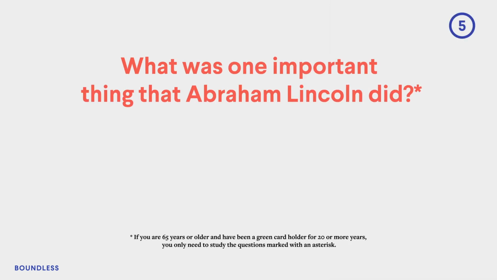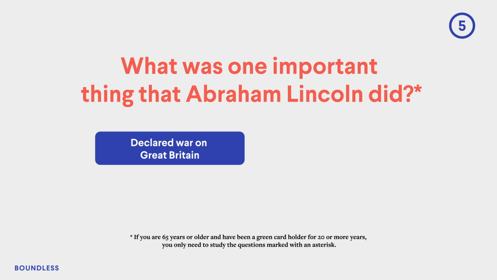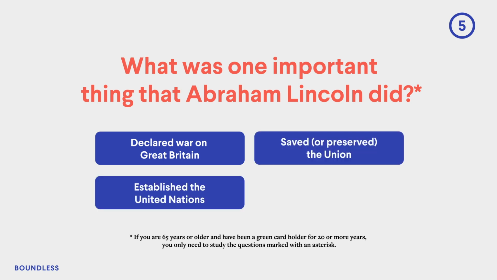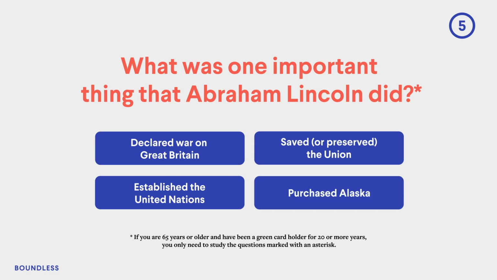What was one important thing that Abraham Lincoln did? Declared war on Great Britain, saved or preserved the Union, established the United Nations, purchased Alaska. Answer: saved or preserved the Union.